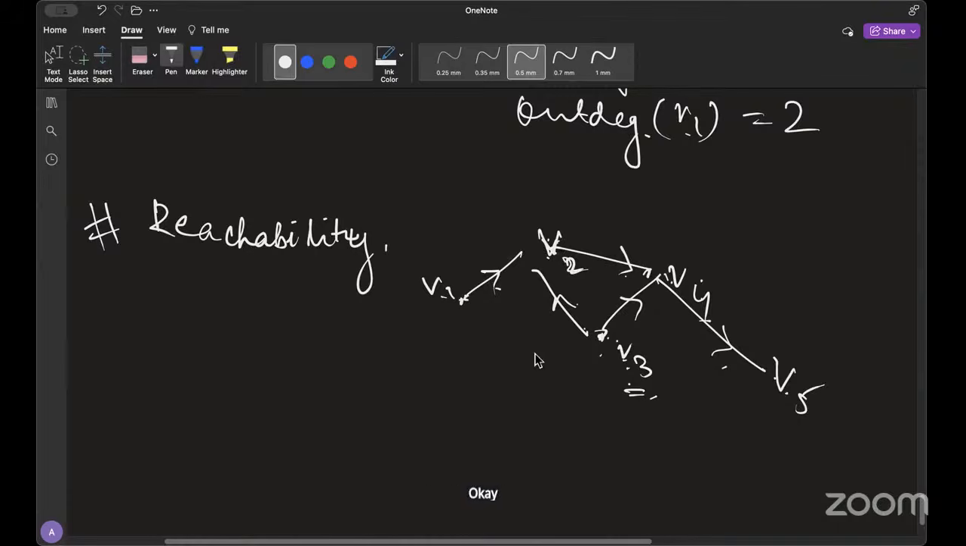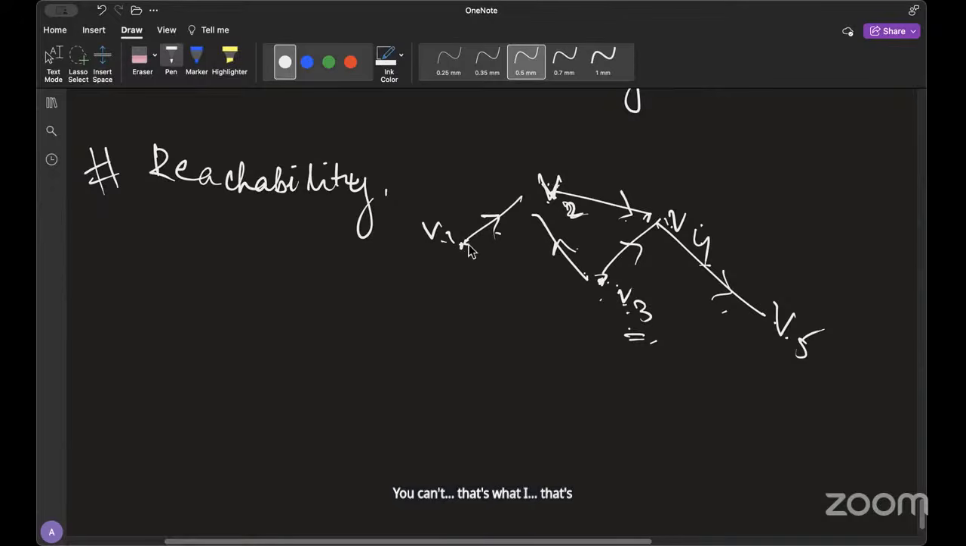Okay. So V1 to V2 I can reach, but V1 to V3 also I can reach, right? You can't. That's what I'm saying. Consider this as V1, and you can go from here to here because it's directed in this direction. So you can go from V1 to V2, but you can't go from V2 to V1. So how will you go to V3 from V1?